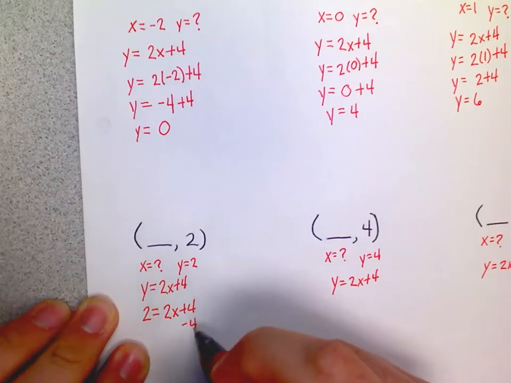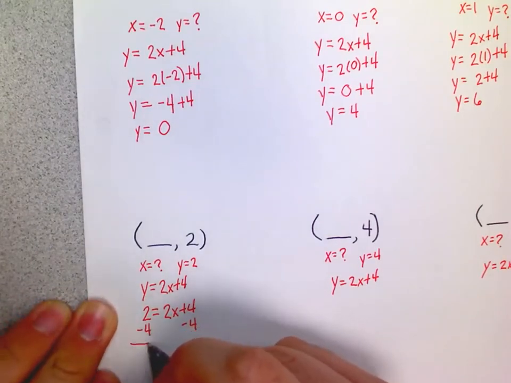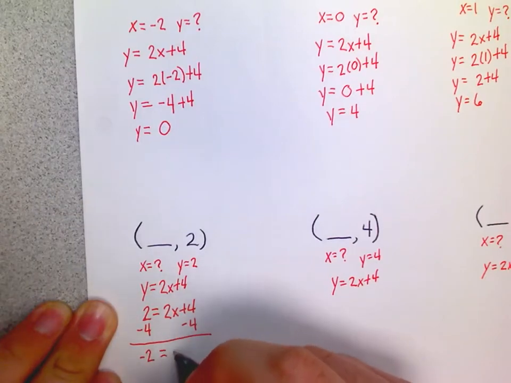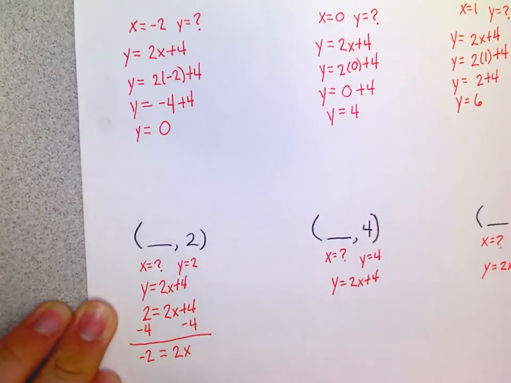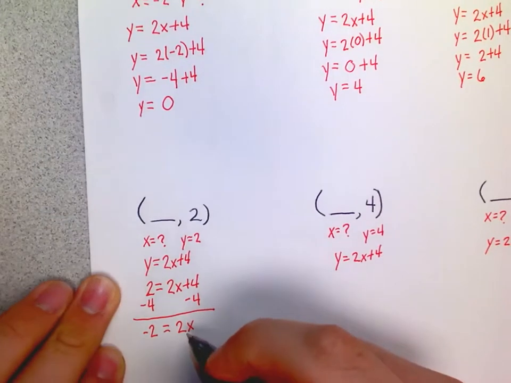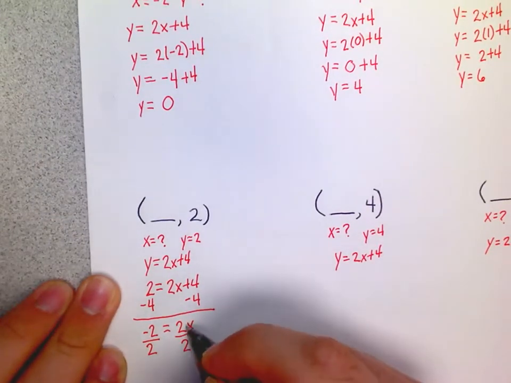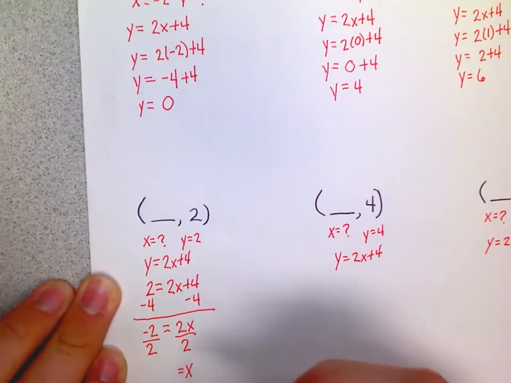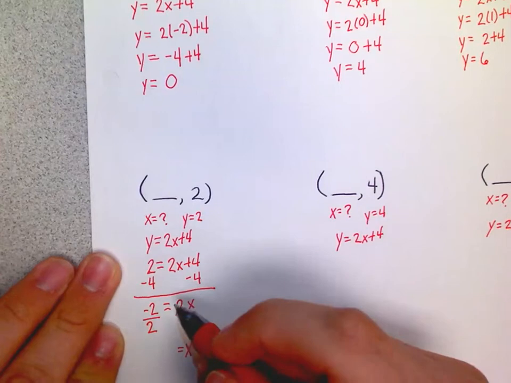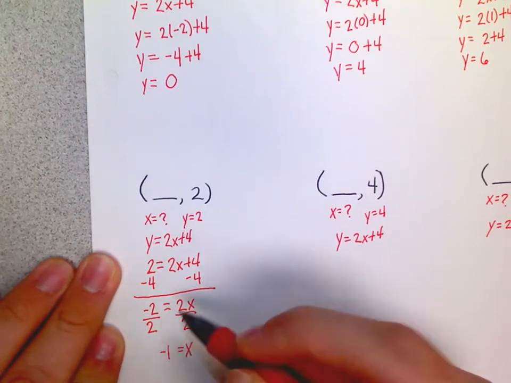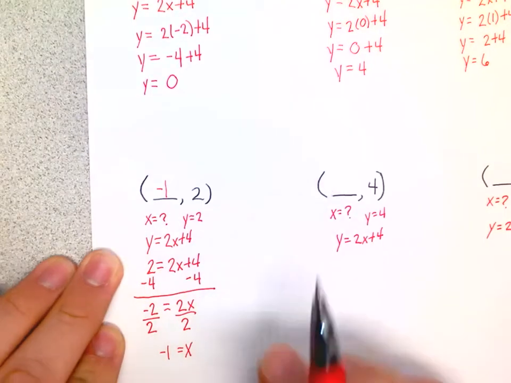So we have to first start by subtracting 4 on both sides. When we do that, 2 minus 4 is minus 2 equals 2x. To solve for x, we want to divide both sides by 2, because remember x is being multiplied by 2. We do the inverse property of multiplication, which is division. We do that, we get negative 2 divided by 2, or just negative 1. So negative 1 goes in the blank.